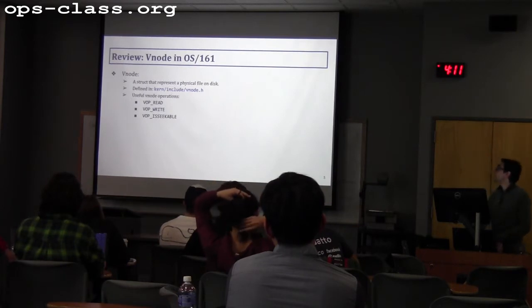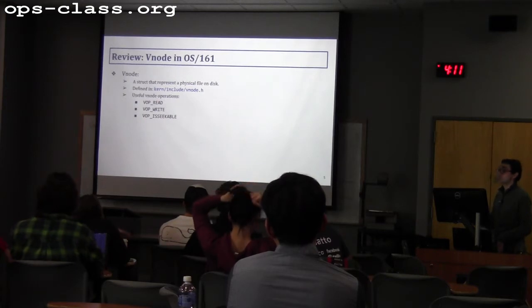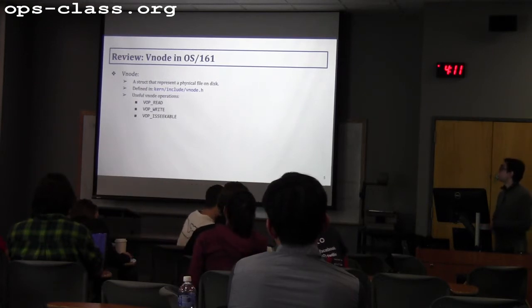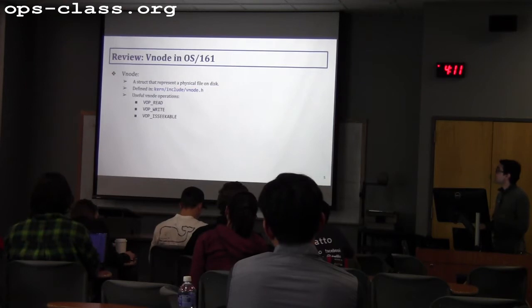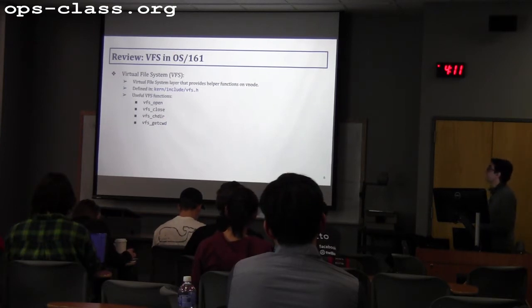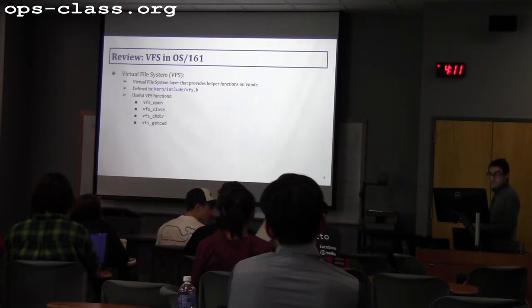And also, this is the vnode that we said is the physical file on disk. The vnode functionality, or framework, is already implemented for you to use. And you have useful operations, such as vread and vwrite, that you can use with your file syscalls. There is also a virtual file system which is built on top of the vnode. And it has very useful functions like open, close, change directory, and get current working directory.